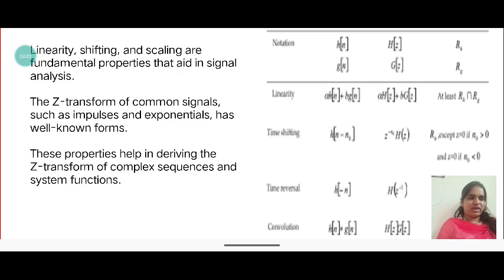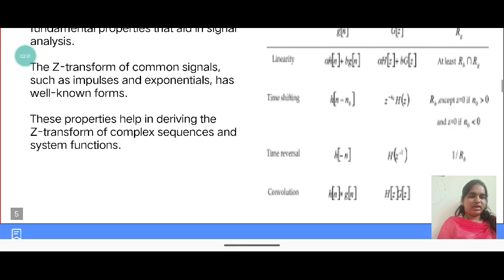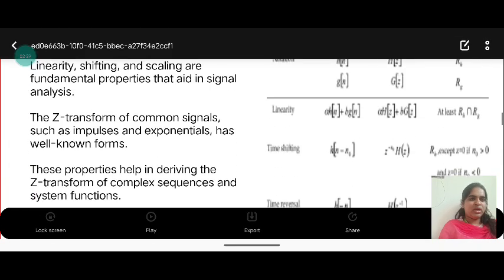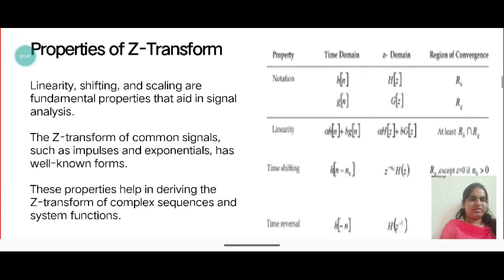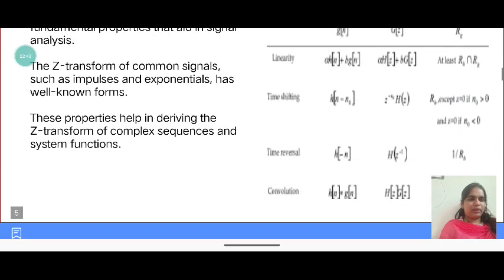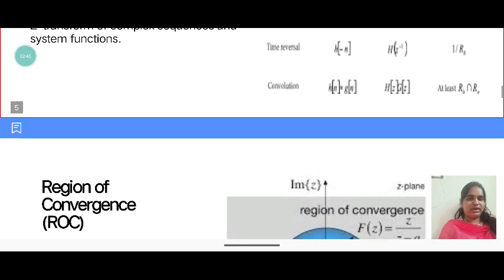Linearity, and time shifting is also there: h[n1 minus n2], and z of n equals H(z). These are the time shifting. Time reversal: h[-n]. The reversal is always in minus 1. Convolution: h[n] convolved with g[n] gives H(z) times G(z). That is the z domain, and this is the time domain. These are the total properties of the linearities.